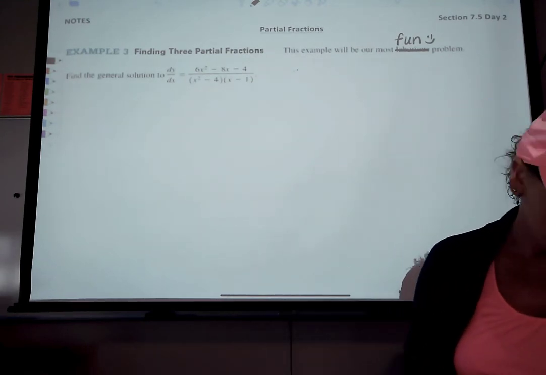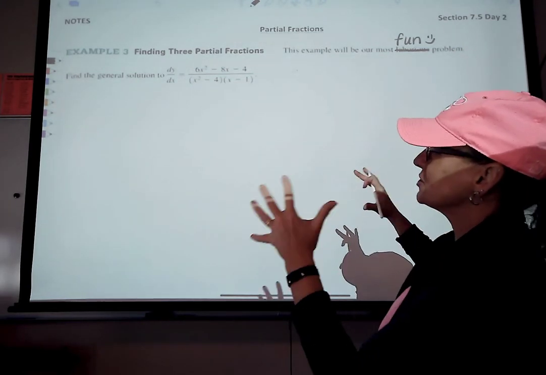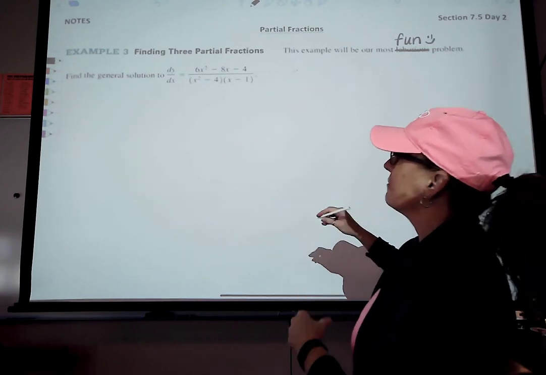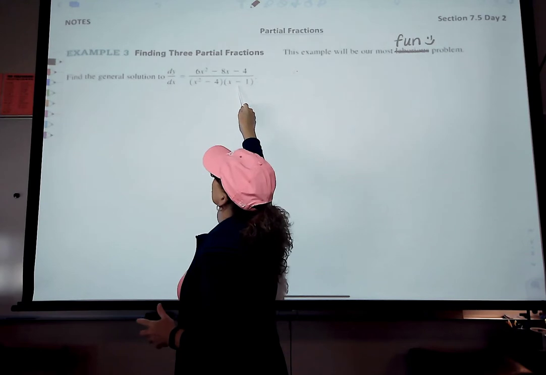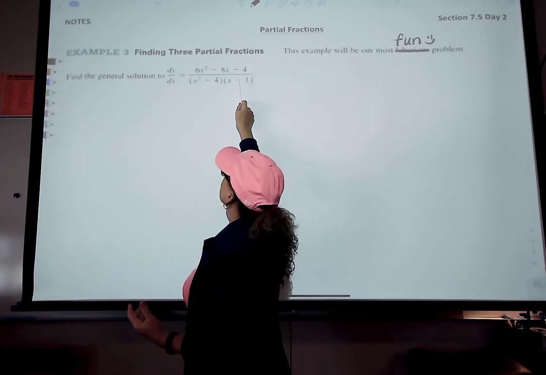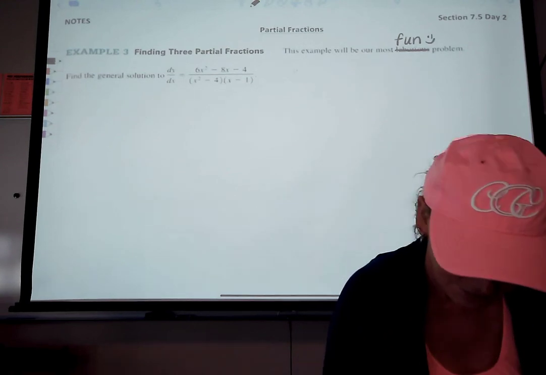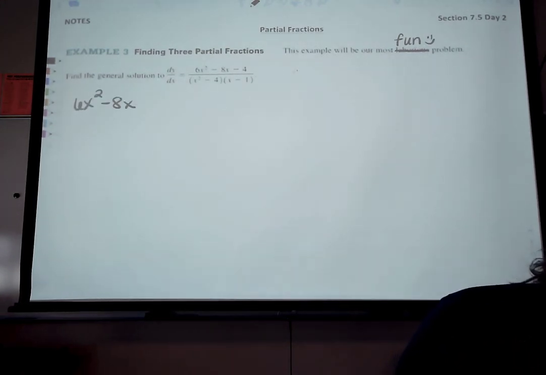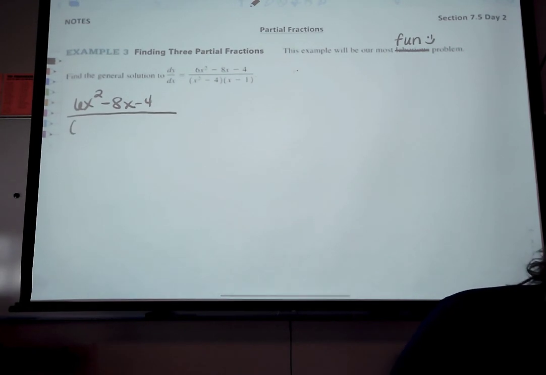Okay, so let's try to turn this complicated rational function into the sum of, I think, 3 fractions with linear denominators. So this is going to be x minus 1, this is going to be x plus 2, and x minus 2. 6x squared minus 8x minus 4 over the factored version.